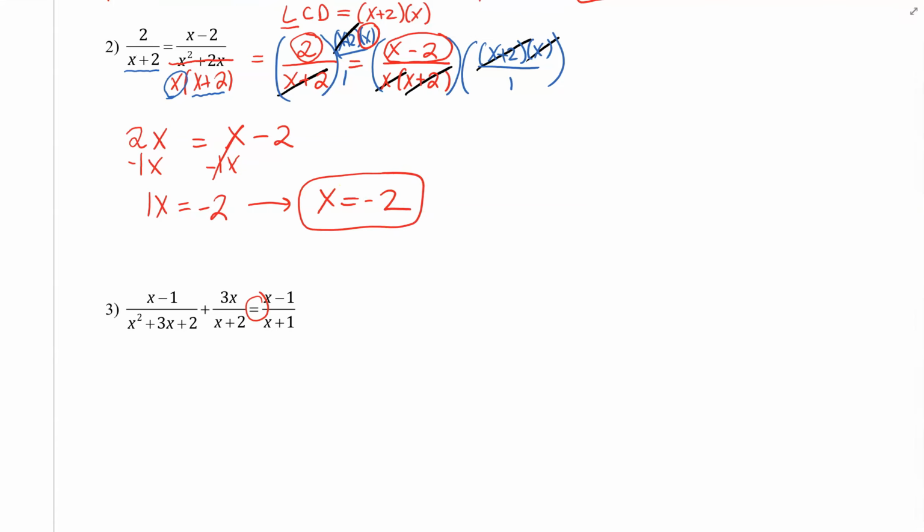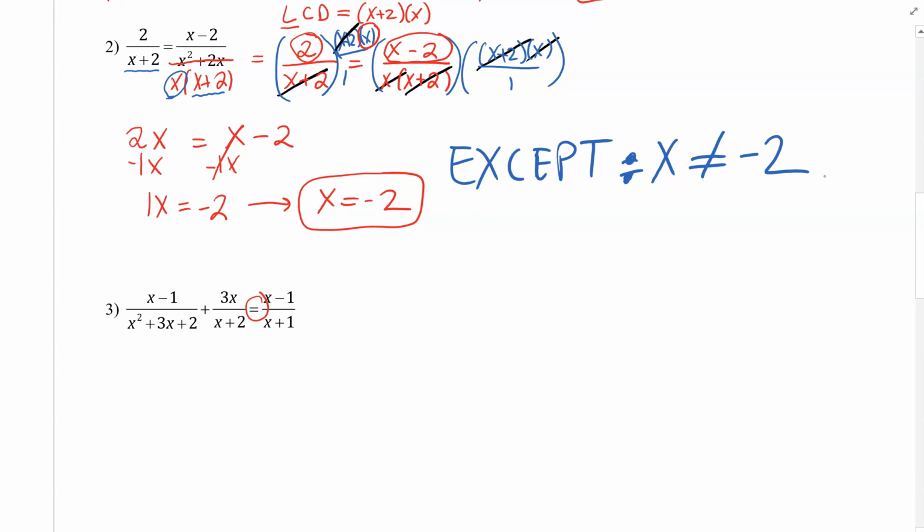Except, this is a gigantic except. x cannot equal negative 2, because if you look back at this original fraction here, there's an x plus 2 in the denominator, which means if I take negative 2 and plug that in for x in the denominator, I would get a 0. And dividing by 0 is a gigantic no-no. It means the y value doesn't exist there.